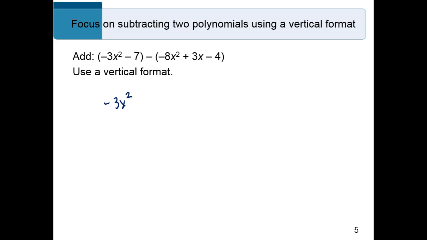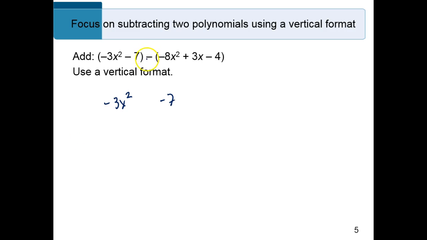Okay. Now, like I said before, if you're missing a term, allow room for it. So skip a place for the x term and go over here to minus 7. Since you're doing it vertically, that's why, to me, vertical is a little more difficult in this case. And then we're doing now.